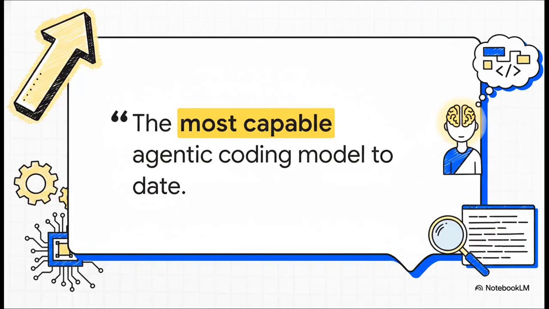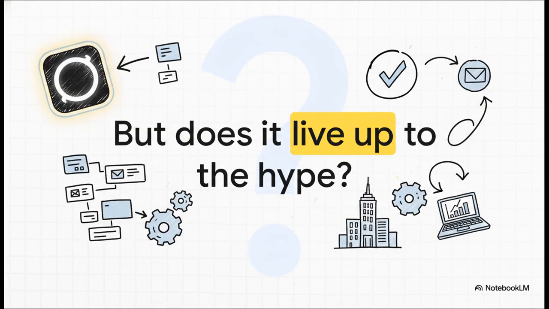Yeah, OpenAI is not pulling any punches here. They are calling this the most capable agentic coding model to date. That is a seriously bold claim. It's basically saying this isn't just a tool that'll finish a line of code for you. No, it's an agent that can think, plan, and actually carry out complex tasks all on its own. So, the big question is, does it really live up to all that hype? Well, we're about to find out.